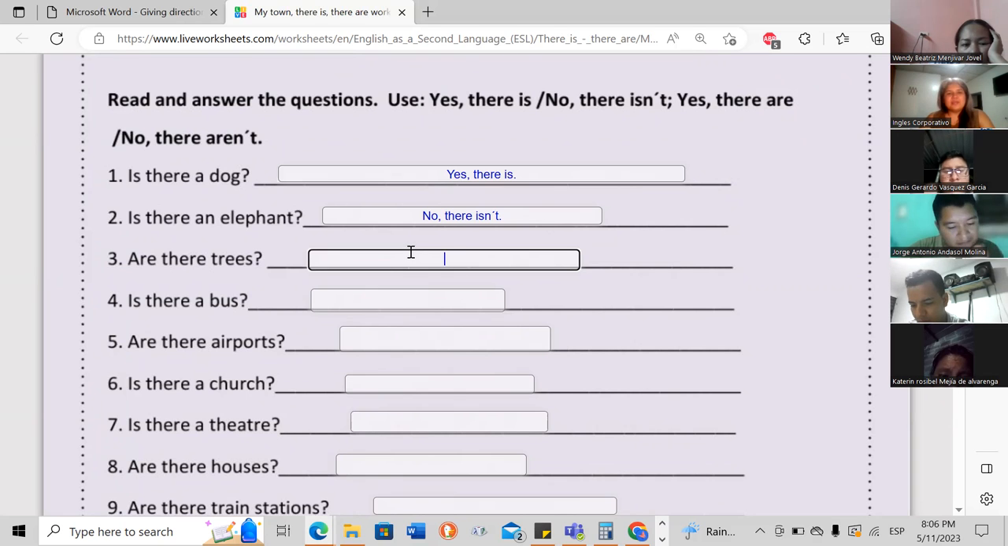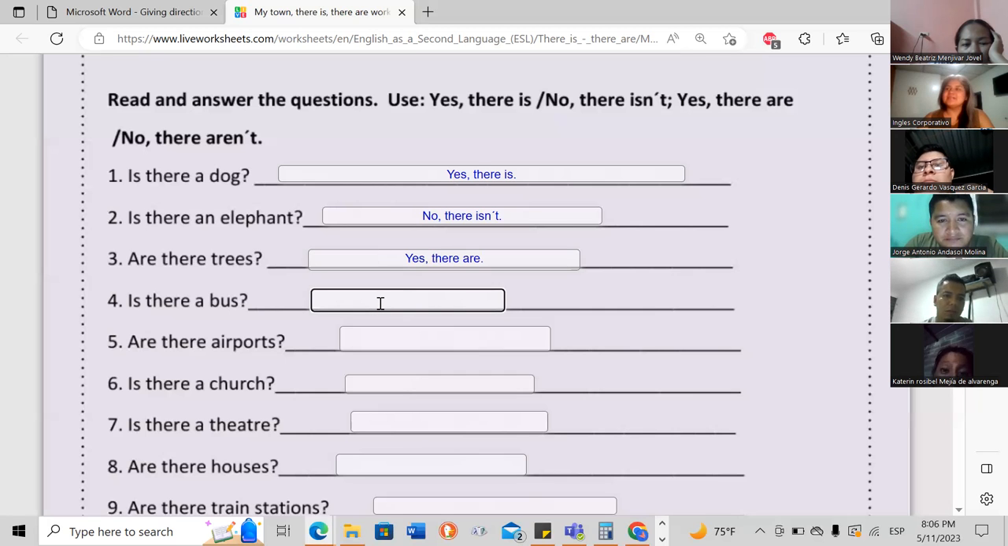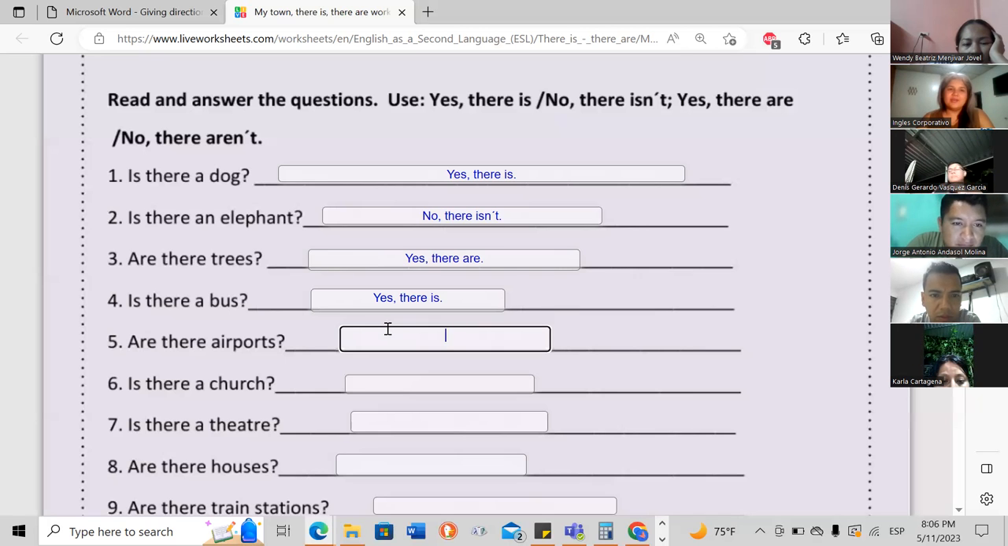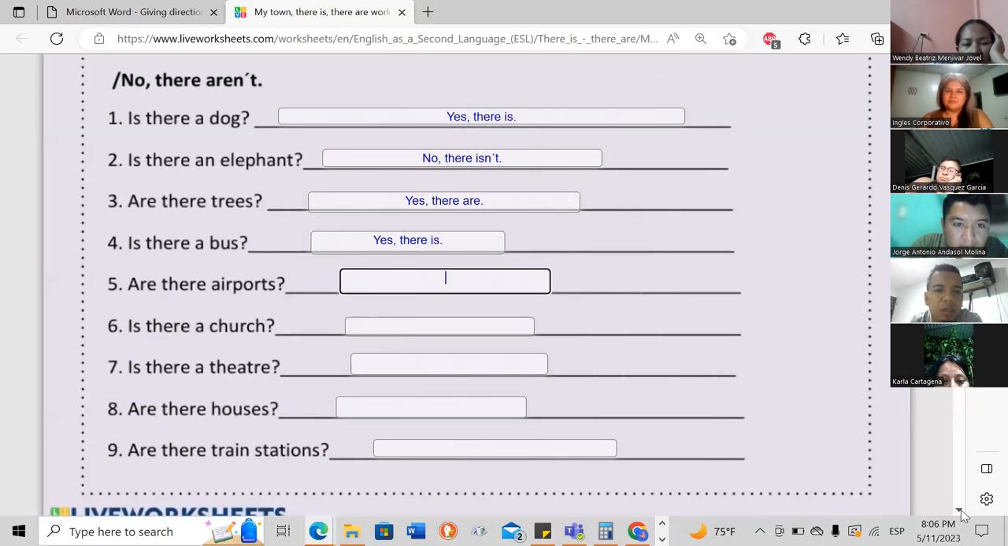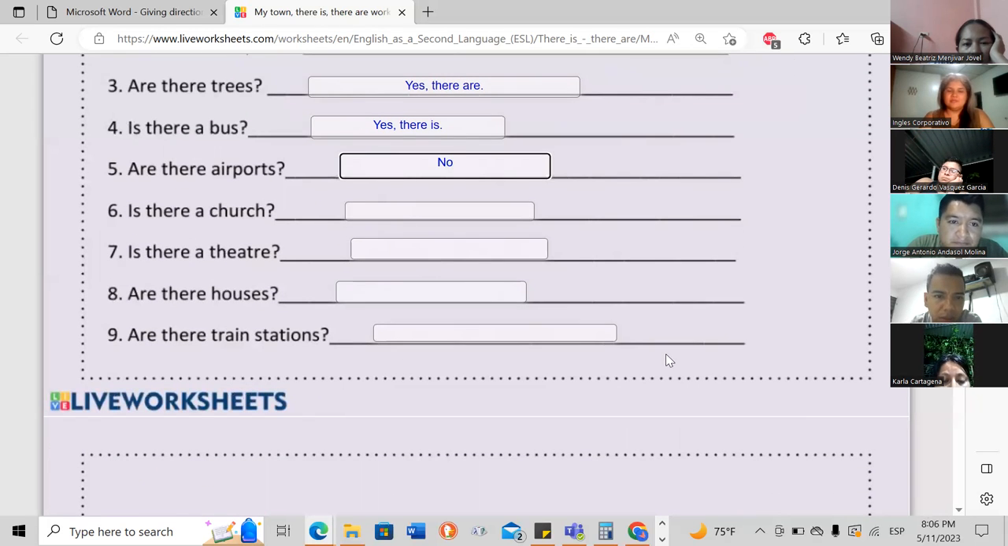Okay. Are there three trees? Yes, there are. Is there a bus? Yes, there is. Are there airports? No, there isn't. No, they aren't.